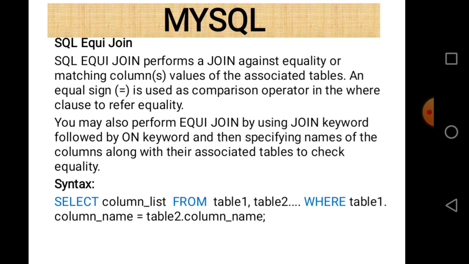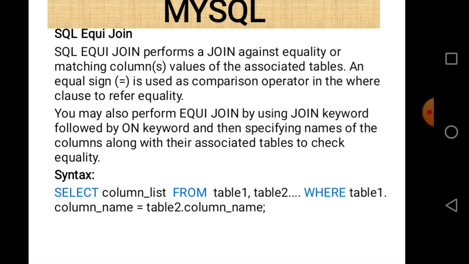So SQL equi join performs join against equality or matching column values of the associated tables. An equal sign is used as comparison operator in the WHERE clause to refer to equality. So this is a very important point. In equi join, the equal sign is used as far as the comparison is concerned. You may also perform equi join by JOIN keyword followed by ON keyword and then separate name of the column. So there are basically two syntaxes for this. Here we discuss only the first syntax.